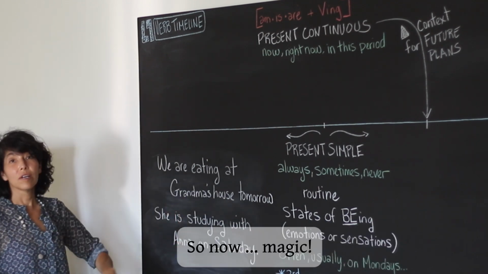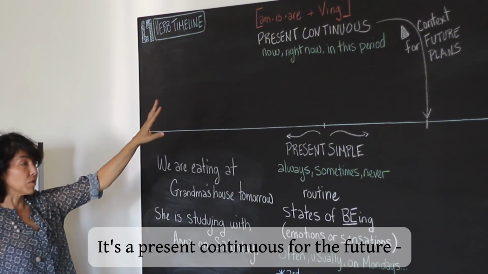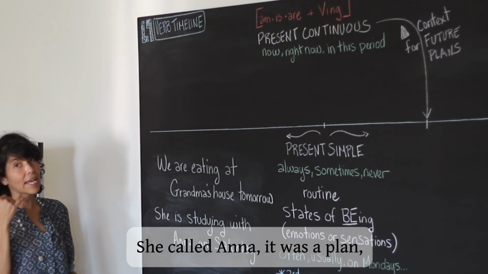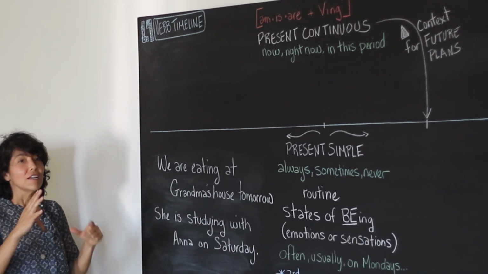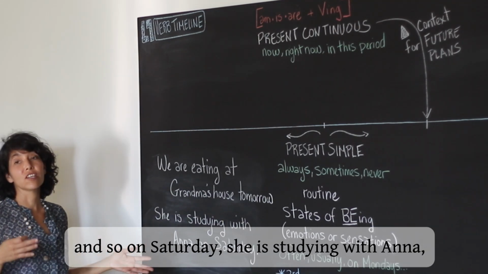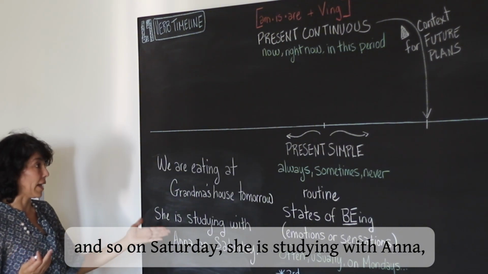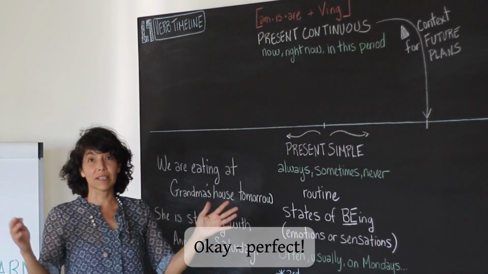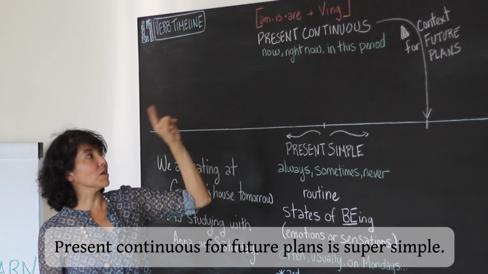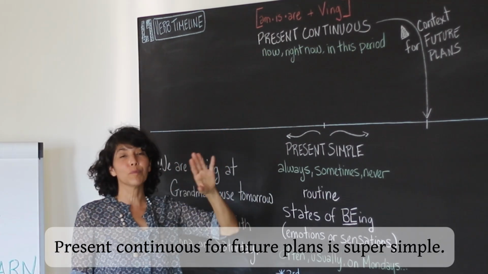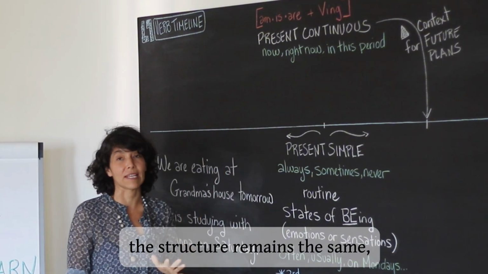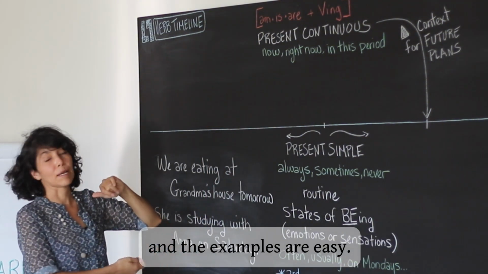So now, magic. It's present continuous for the future, for future plans. She called Anna, it was a plan, they organized a study date, and so on Saturday, she is studying with Anna. Okay. Perfect. That is really simple. Present continuous for future plans is super simple. You don't have to change anything. The structure remains the same, and the examples are easy.